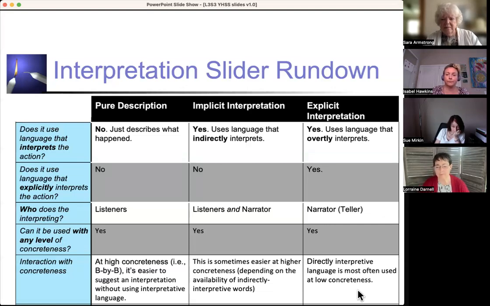And then finally, interaction with concreteness. Directly interpretive language is most often used at low concreteness. It can be used with high concreteness, but you're more likely to use this directly interpretive language when you're operating at low concreteness. And I'm not going to try to explain why, it's not worth it. But does what I'm saying make sense to you, at least in some hypothetical way?